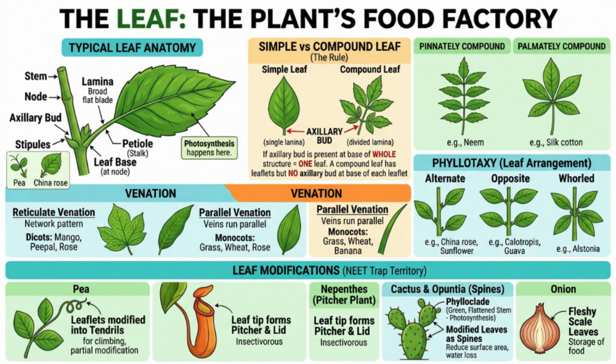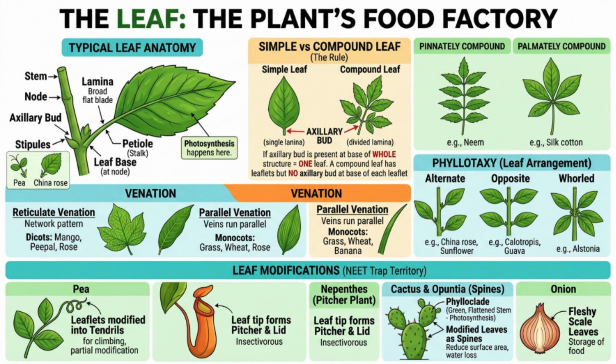In pea, leaflets of a compound leaf are modified into tendrils for climbing. The leaf is partially modified. Some leaflets remain, some become tendrils. In Nepenthes, the insectivorous pitcher plant, the leaf tip forms a pitcher with a lid. Insects fall in and are digested.